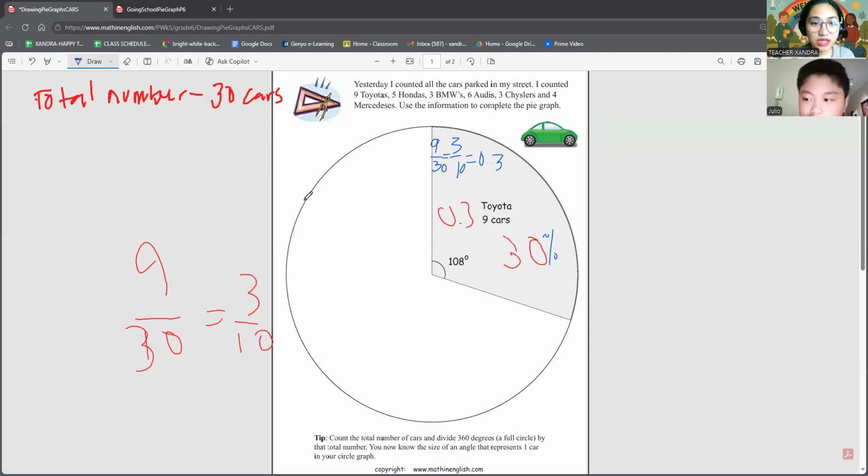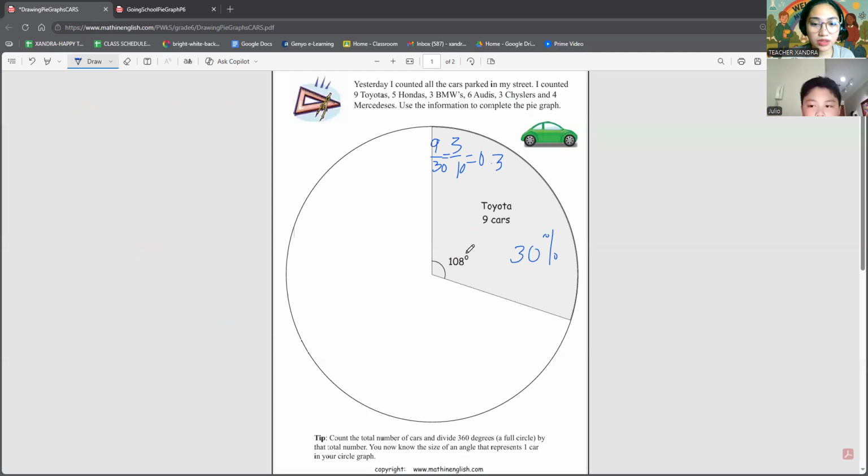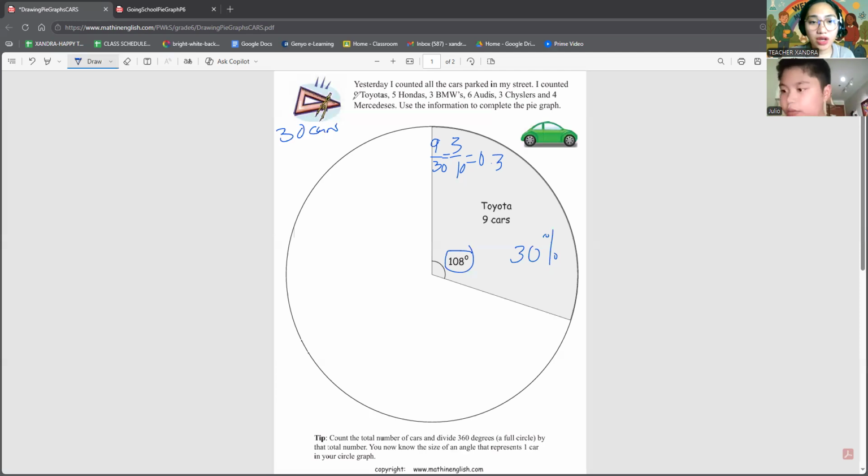Okay, now let's proceed on to the next, 5 Hondas. I'm gonna erase this one and then write it here because the degree is already given here. Total number is 30 cars. Now next is Honda. Same process, Julio. 5 Hondas. Just write it down here first. Make it into a fraction.